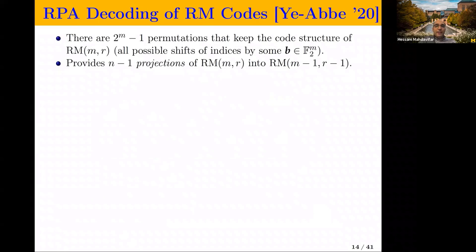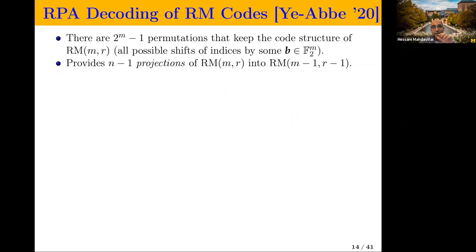And then there is this RPA decoding, very recently by Ye and Abbe. It's a very interesting decoding for Reed-Muller codes. Going back to the Plotkin structure, it gives us a way of projecting the Reed-Muller code to something smaller. By projection, I mean looking at the codeword, pairing the indices in pairs of size two, and XORing the two coded bits in each pair. I call that a projection from Reed-Muller RM(m,r) into RM(m-1,r-1). So Plotkin gives us one such projection.